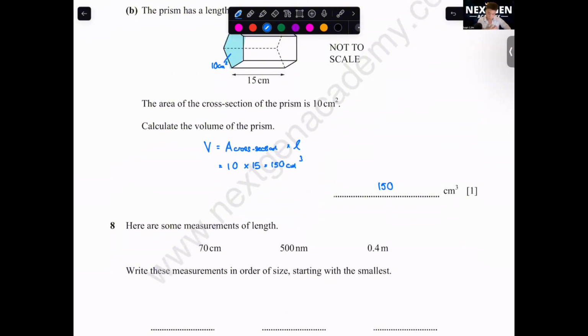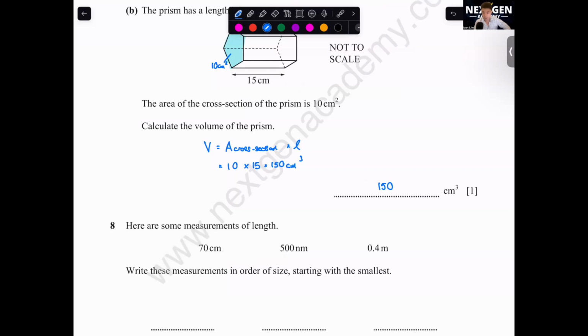Okay, the next one. Question 8. Question 8 is a test on units, unit and unit conversion. Write this measurement in order of size, starting with the smallest. Okay, what do we need to do first? We've got 70 cm, 500 nm, and 0.4 meters.